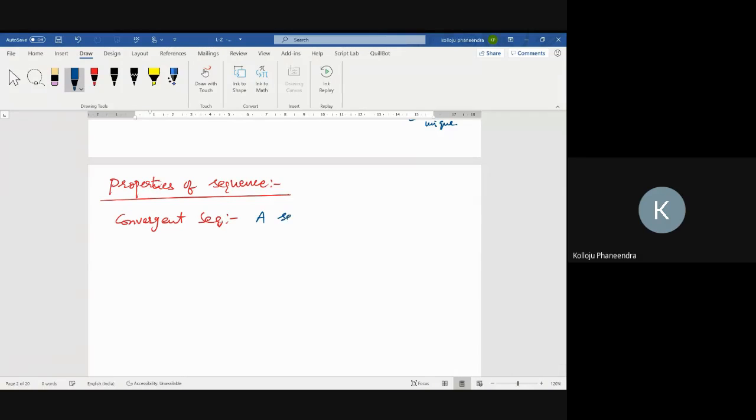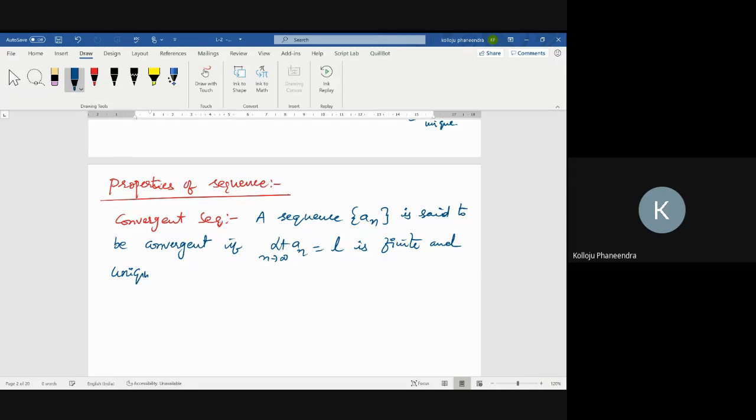The definition: a sequence an is said to be convergent. You know what is the meaning of convergent? General definition: convergent means going to some particular value, moving towards a particular value. A sequence an is said to be convergent if limit an equals L, the limit value of an as n tends to infinity, where L is finite and unique. That means the limit value must be finite and unique.